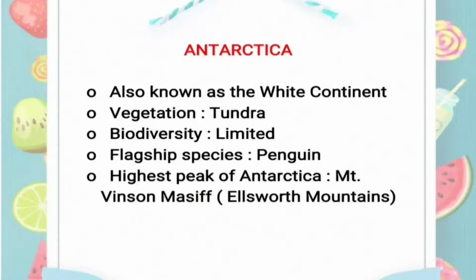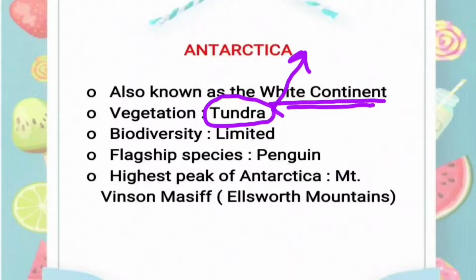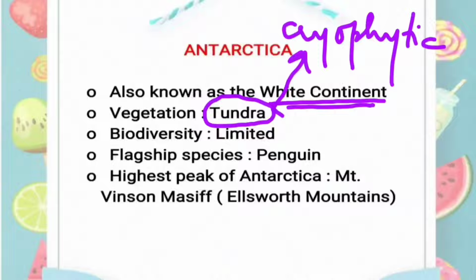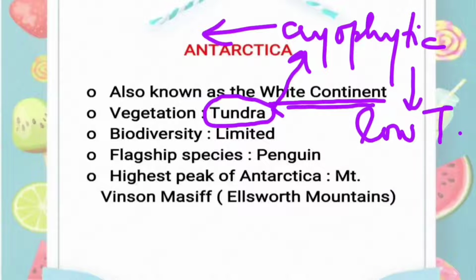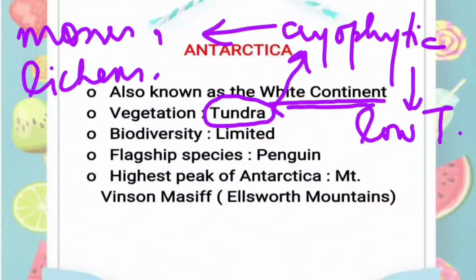Moving forward, we are going to start with the continent called Antarctica. Antarctica is also known as the White Continent. This is very clear to us because Antarctica is all covered by snow, and that is why we call it the White Continent. The vegetation there is called tundra vegetation, or cryophytic vegetation, where vegetation can grow under low temperature, and this includes examples like mosses, lichens, etc.